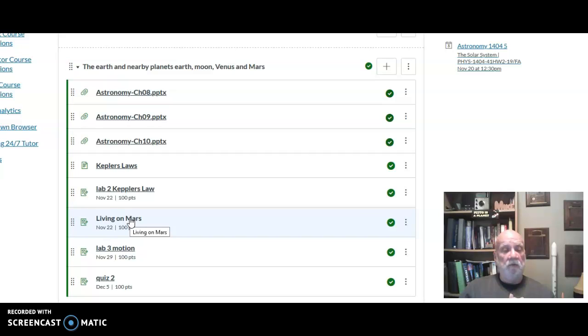Then finally, we'll go to this last section, Lab 3, that we'll do in a little over a week. This is a version of retrograde motion that we saw over at the planetarium last week.